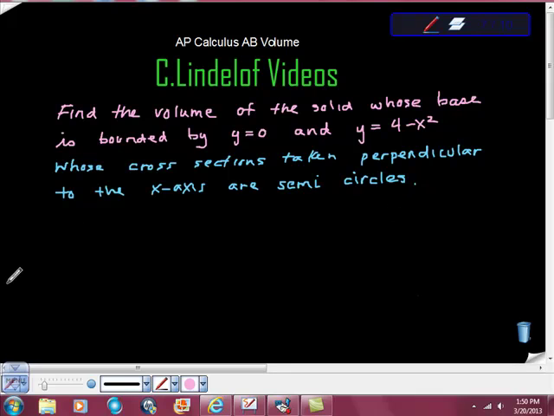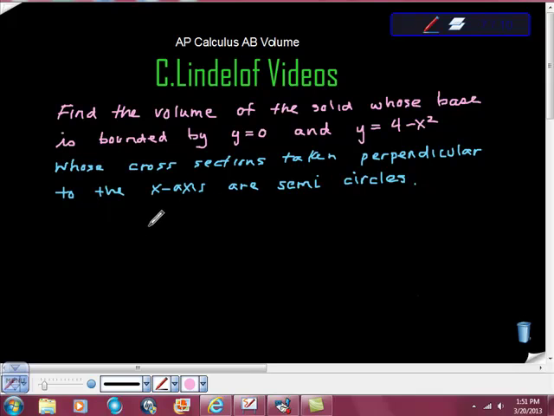So AP Calculus AB, this is a kind of a strange problem. We're asked to find the volume of a solid whose base is bounded by y equals 0 and the curve y is equal to 4 minus x squared. This is the part that you just have to notice on the exam. It says whose cross-sections taken perpendicular to the x-axis are semicircles.